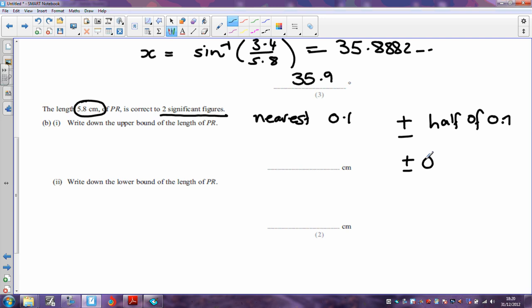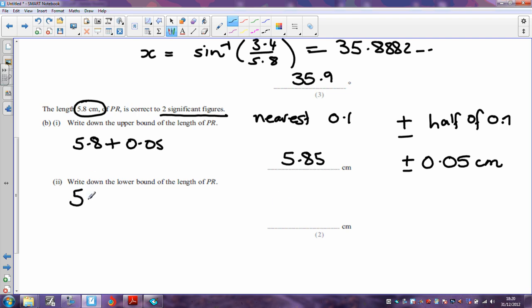So to find our upper and lower bounds, we're going to add and subtract 0.05 centimetres. So the upper bound is going to be 5.8 plus 0.05, in other words, 5.85 centimetres. Don't worry about the fact that the actual length cannot really be 5.85 centimetres. We understand that the upper bound means that the length of PR can be anything up to but not including 5.85.